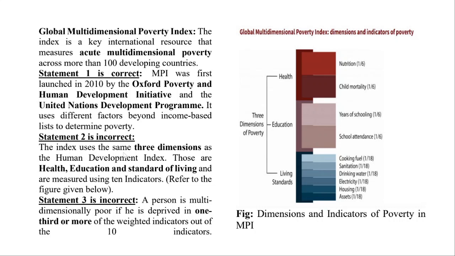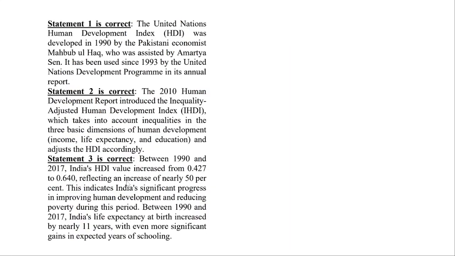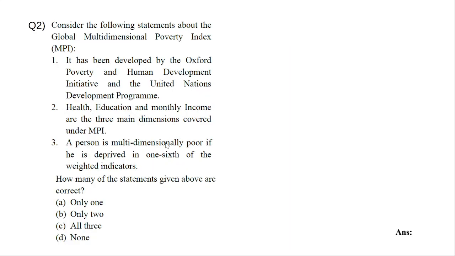And the index uses the same three dimensions as the Human Development Index. Those are health, education, and standard of living, and are measured using 10 indicators. So basically, here also we are using income, life expectancy, and education. So what it is asking is health, education, and monthly income are the three main dimensions covered under MPI.